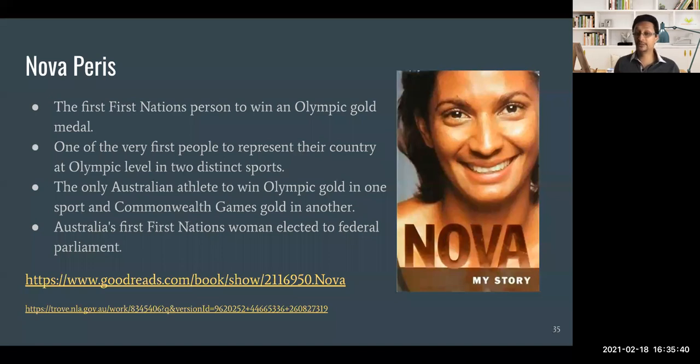One of the very first people to represent the country at Olympic level in 2 distinct sports. She's the only Australian athlete to win Olympic gold in one sport and Commonwealth Games gold in another. The Commonwealth Games is for all the people who were colonies of Britain, so it's a cut down version of the Olympics pretty much. And she was the first First Nations woman elected to federal parliament in Australia.